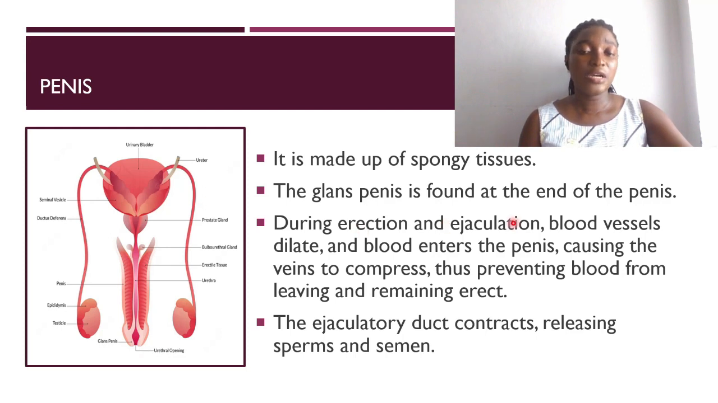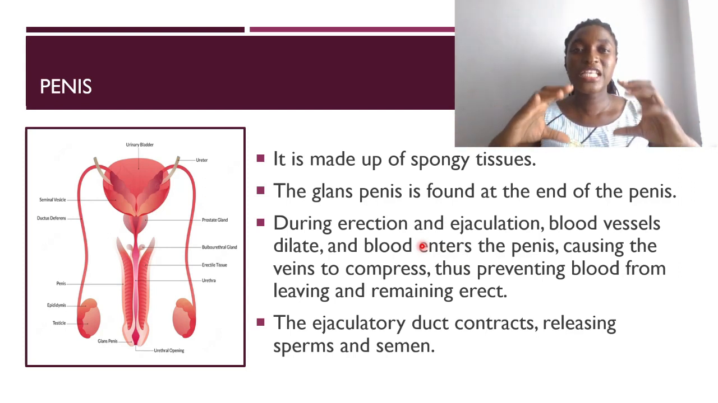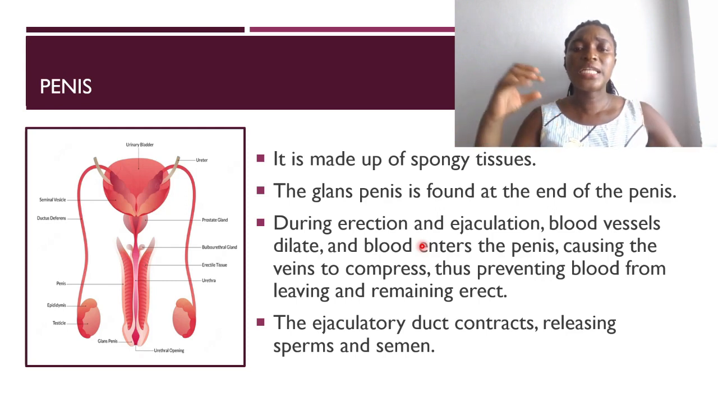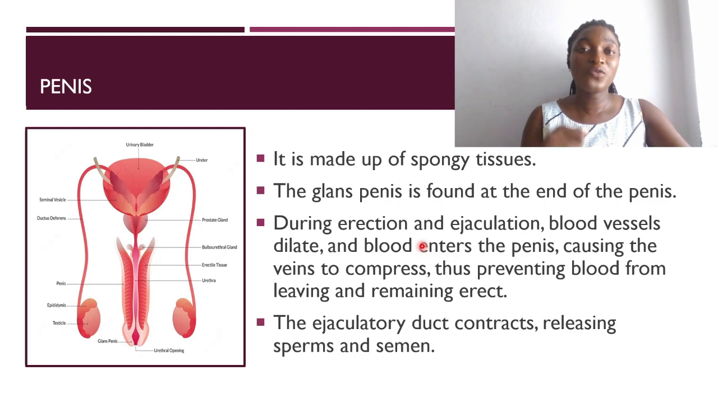Now, during erection and ejaculation, blood vessels in the penis dilate. When we say dilate, it means that it increases or gets bigger in size. It increases so that a lot of blood can rush through into the penis. Now, when a lot of blood has rushed into the penis, it becomes engorged and firm. It's no more the flaccid penis that it was earlier. This engorged nature compresses on the veins, preventing blood from leaving the penis, thus resulting in the erectness of the penis. This process leads to the firmness of the penis till ejaculation has taken place.